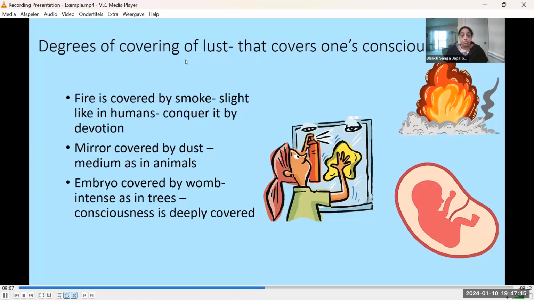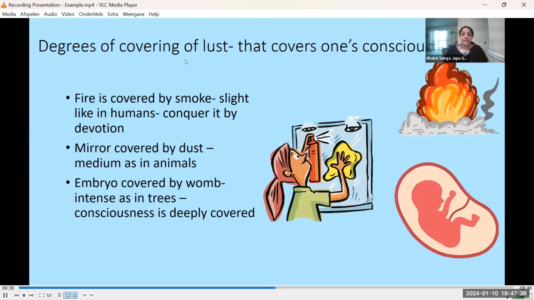Now, this is a heavier covering as compared to that of fire covered by smoke. This kind of medium covering, which is slightly more than the fire covered by smoke, is seen in animals. Animals have their consciousness more heavily covered as compared to humans.